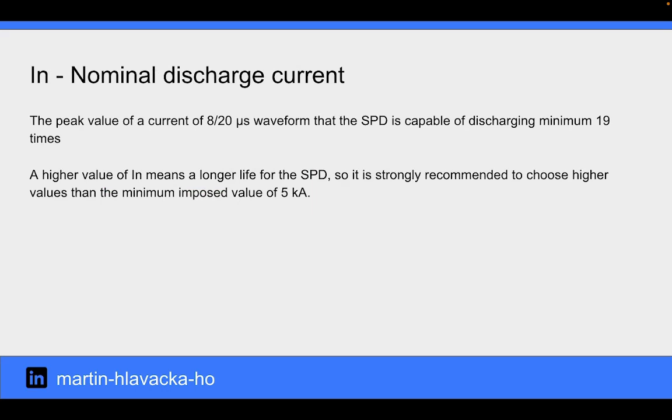The nominal discharge current is another common characteristic. It is the maximum value of 8/20 waveform current that the SPD is capable of discharging a minimum of 19 times. A higher value of nominal discharge current means longer life for the SPD, so it is strongly recommended to choose values higher than the minimum imposed value of 5 kA.